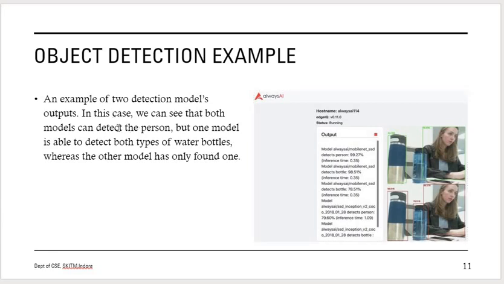So in the two detection model outputs, we see that both models can detect the person, but one model is able to detect both types of objects, whereas the other model has found only one. This matters if you are looking for particular objects which are there in the image.